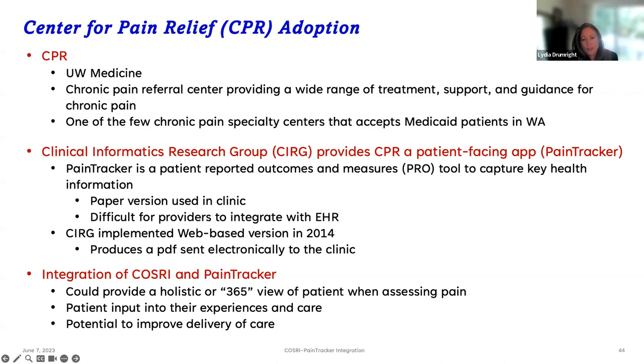So at UW, we have the Center for Pain Relief, which is a UW Medicine chronic pain referral center. It provides a wide range of treatment, support, and guidance for chronic pain. Their emphasis is on non-opioid pain management because they're experts in this area. And as we all know, opioids are not a very effective treatment for chronic pain. And they are also one of the few chronic pain specialty centers that accepts Medicaid patients in the state of Washington. Most other centers have a very small limit for Medicaid patients. And so the primary care providers told us they often have a hard time referring their Medicaid patients.